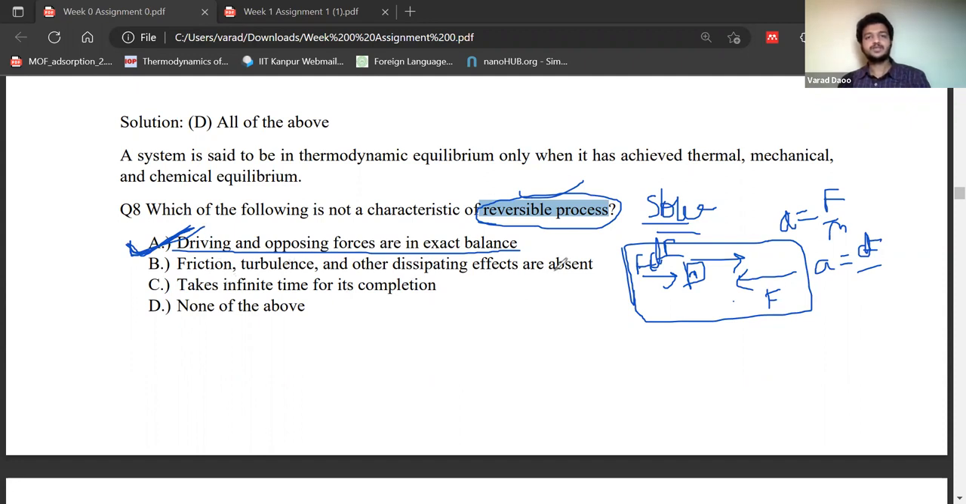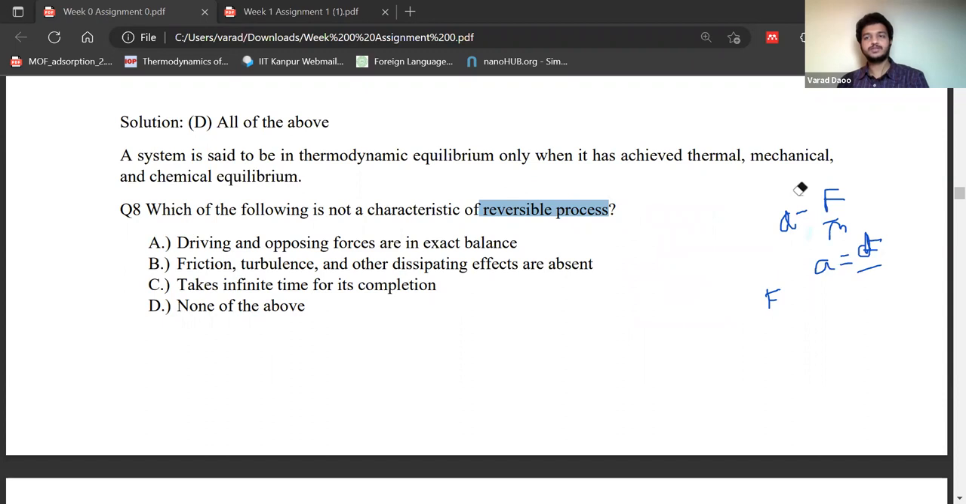Friction, turbulence, and other dissipating effects are absent. So this is also a characteristic of reversible process. Takes an infinite amount of time for its completion. As it's a very slow process, a reversible process will take an infinite amount of time. That means A, B, C are all characteristics of reversible process. And remember, we are asked for not. So this is again a tricky question. Which of the following is not a characteristic? But we say A, B, C, all are characteristics. That means the answer is none of the above. All the options A, B, C are the characteristics of reversible process.